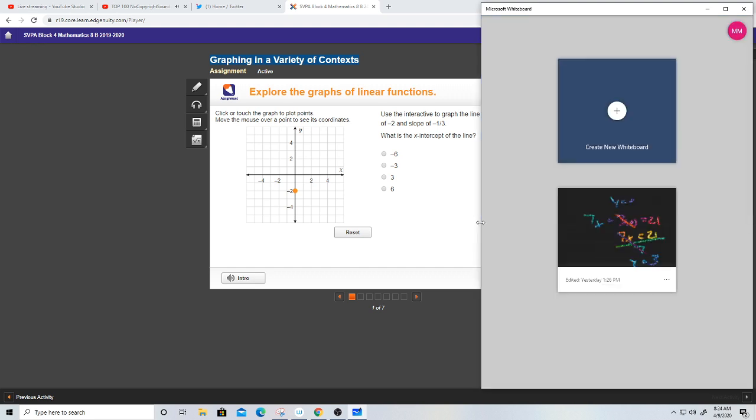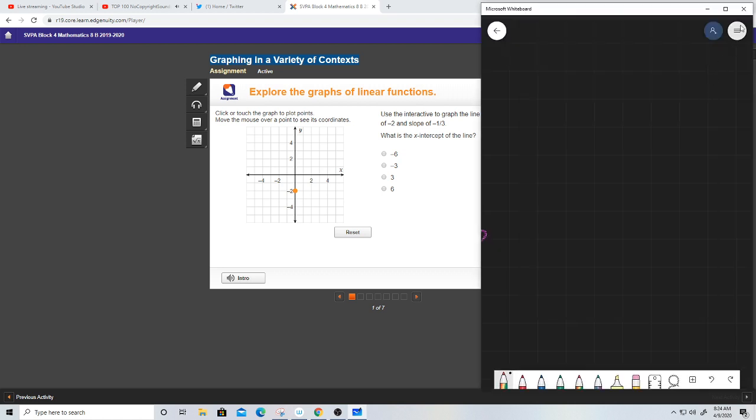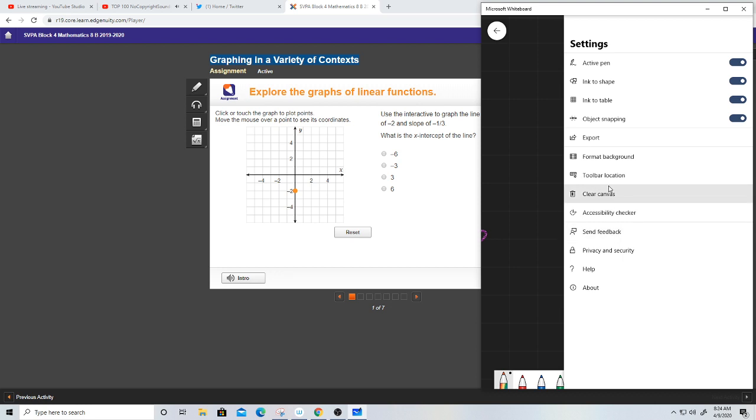Slopes are the coolest thing ever. I mean, slopes are good, man, once you learn them. Let me clear this thing anyway.